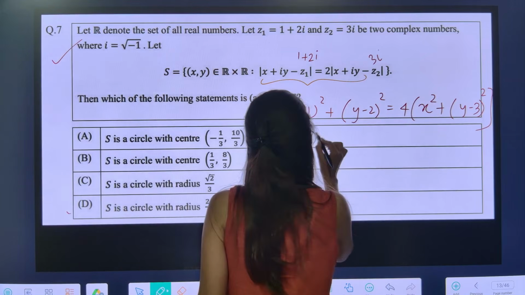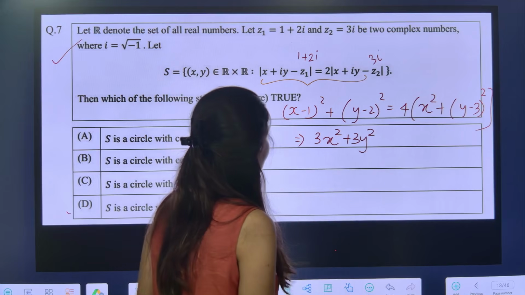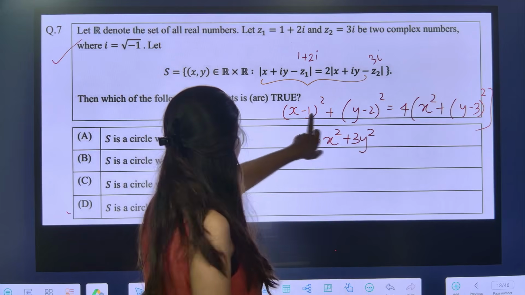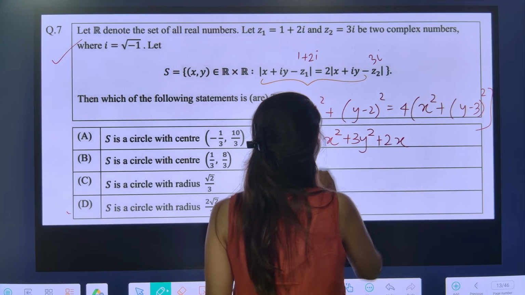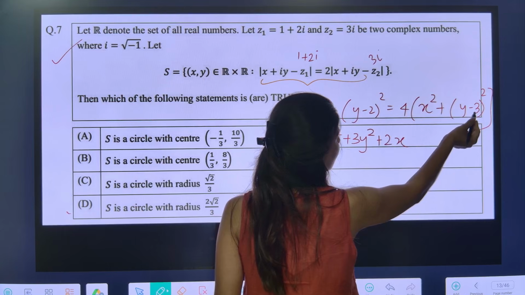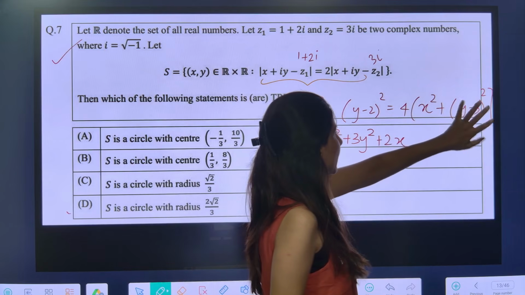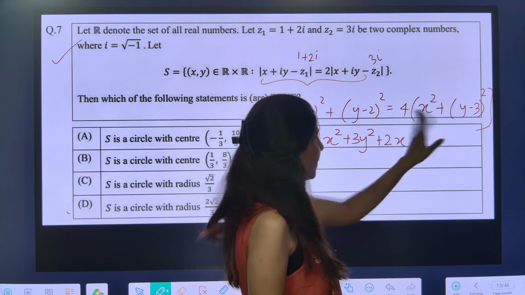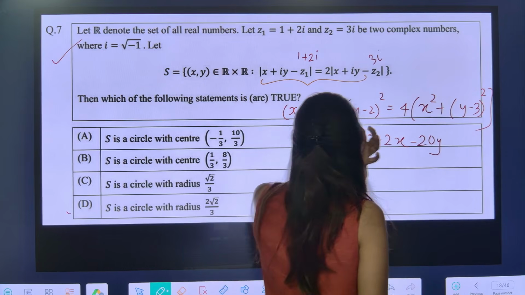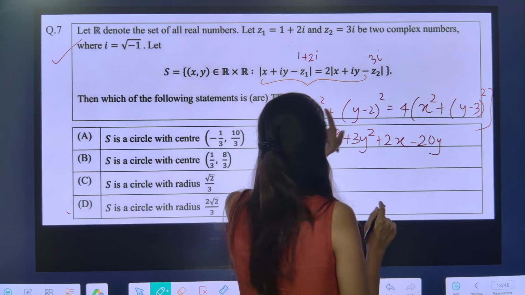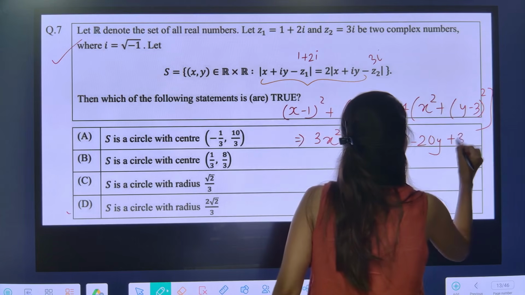X square, 4x square, you will get 3x square plus 3y square. Now from here no x term, from here you will get an x term, which is plus 2x. The y term from here will be plus 4y, and here you will get minus 24y, since 3 2s are 6, 6 4s are 24. So minus 20y, because there will be plus 4y. And now there will be a constant term, which is 5 from here and 36 from here. 36 minus 5, 31 equals 0.